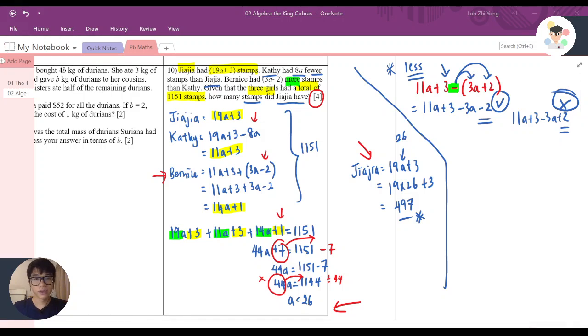Okay? So I hope you learned something, and just be very, very careful with parentheses. That's why I keep on mentioning these parentheses.